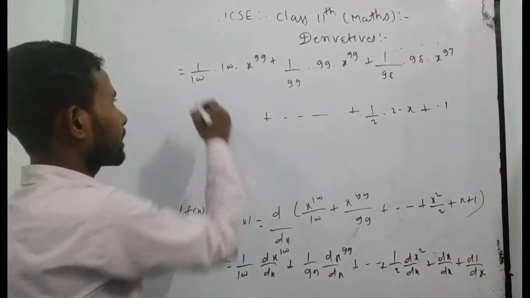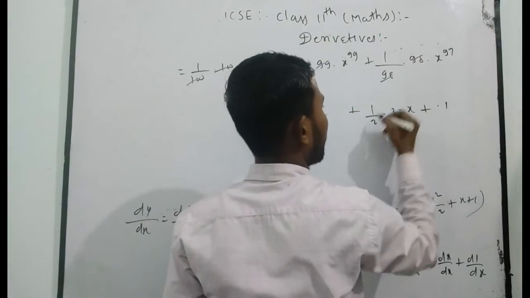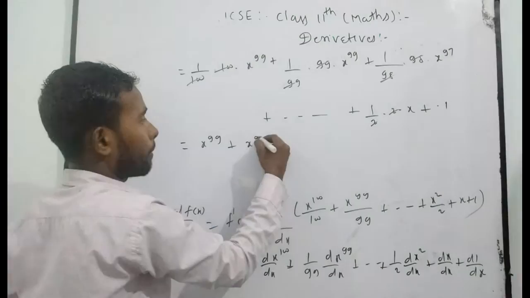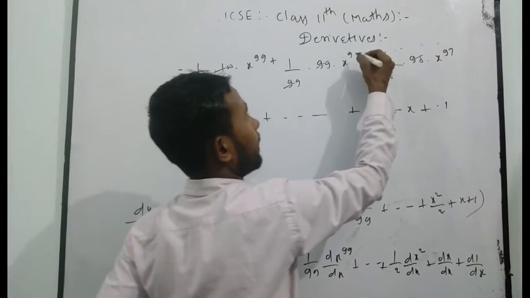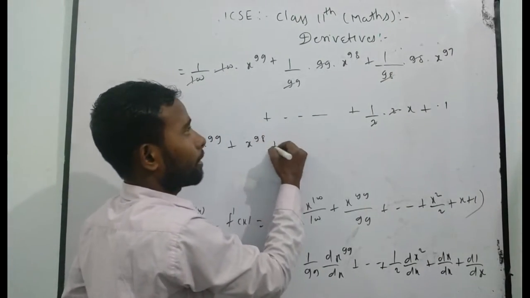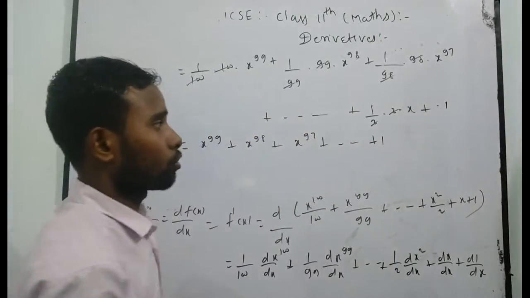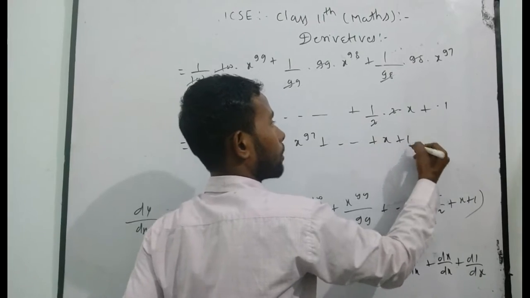Now I want to see your problem. In this problem, as you know, all these coefficients cancel each other. Finally you get x^99 plus x^98, sorry, there will be x^98, plus x^97 plus ... plus x plus 1. Have you understood?